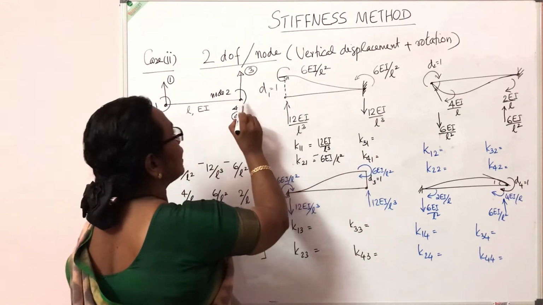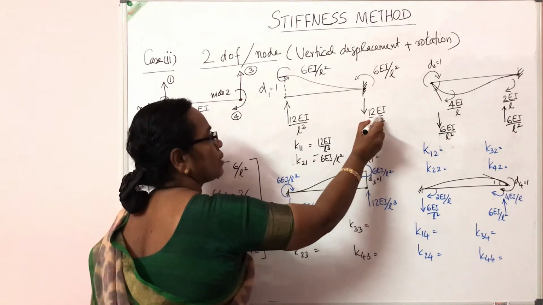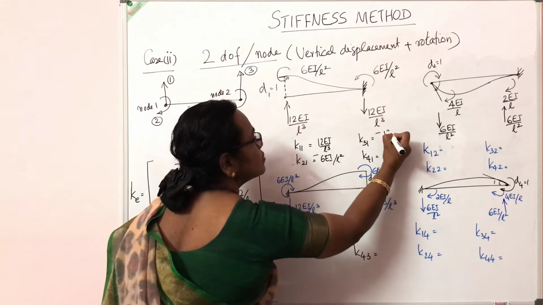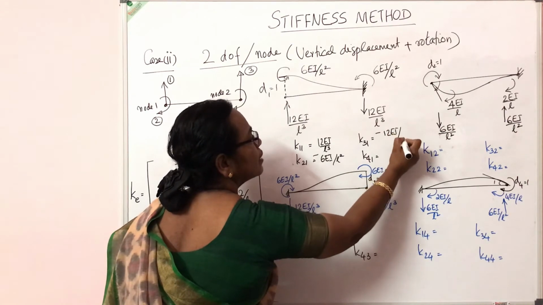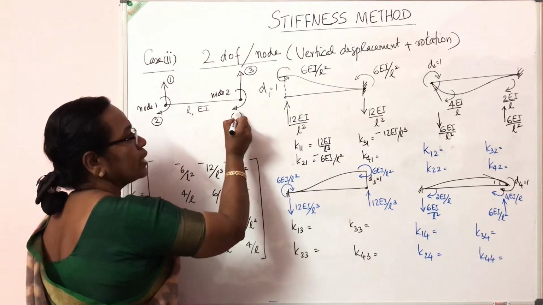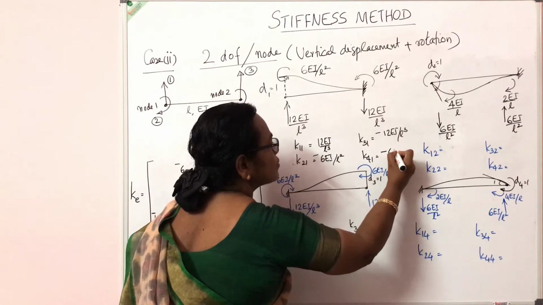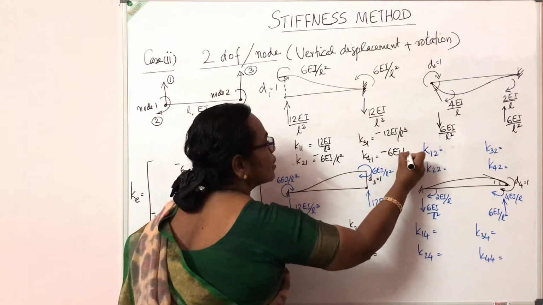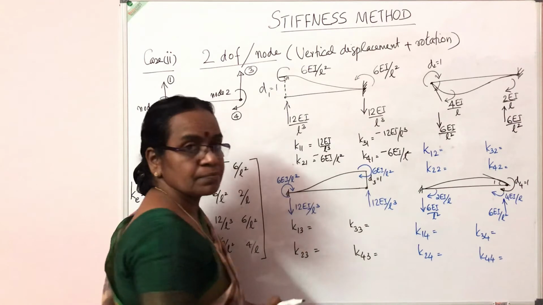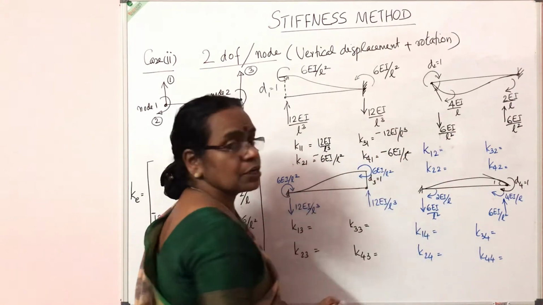K31, force developed in direction 3. Direction 3 is vertical direction. The force is 12 Ei by L cube. It is opposite to 3, so minus 12 Ei by L cube. Force in direction 4. Direction 4 is moment. So minus 6 Ei by L square, anti-clockwise. These are the influence coefficients. Next, I am going to apply d2 is equal to 1.